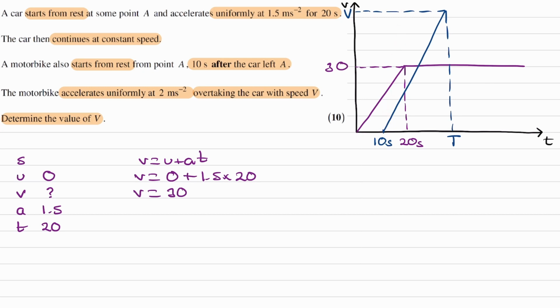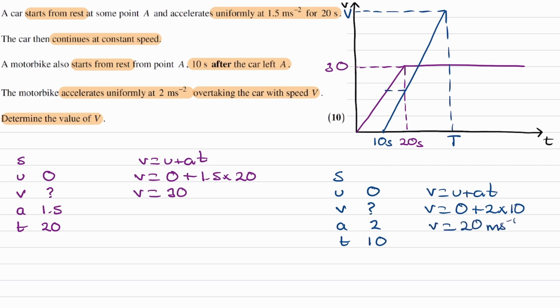Well, we can do one quick calculation. If we were to consider the bike, so do a Suvat table for the bike, the initial speed is 0 as well. Acceleration was 2. Let's consider the first 10 seconds of the bike's journey. So we'll work out what the speed is over here. So time is 10. We're trying to work out final speed. We use v is equal to u plus at. v will be equal to 0 plus 2 times 10, which is 20 meters per second.